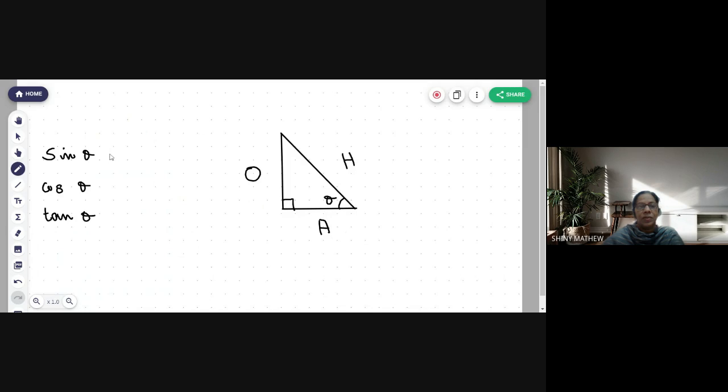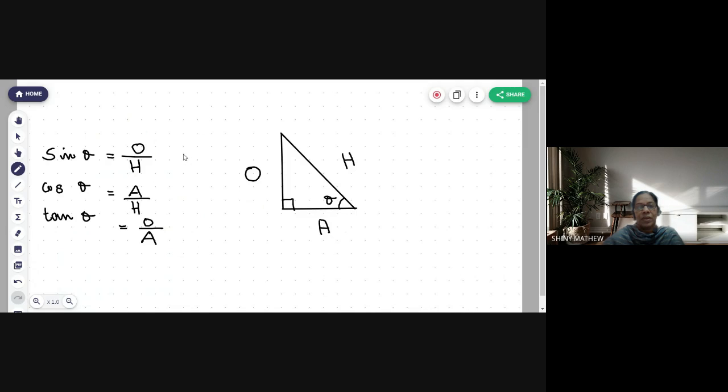Now, sine theta is the relation between the opposite side and hypotenuse. Opposite side by hypotenuse is sine theta. Then cos theta is adjacent side by hypotenuse. And tan theta is opposite side by adjacent side. These are the main three trigonometric ratios.